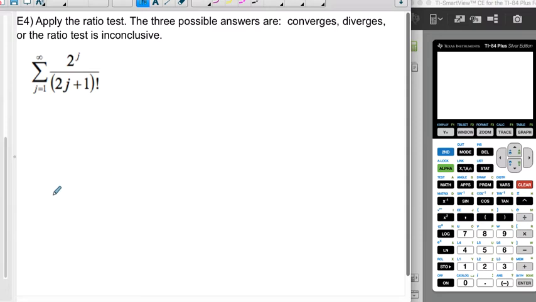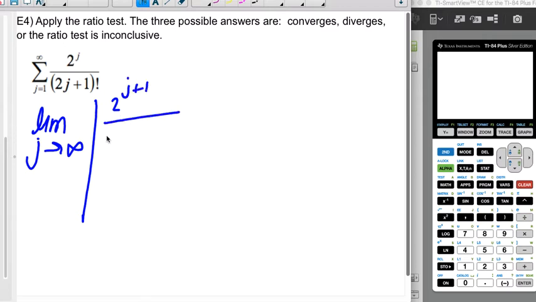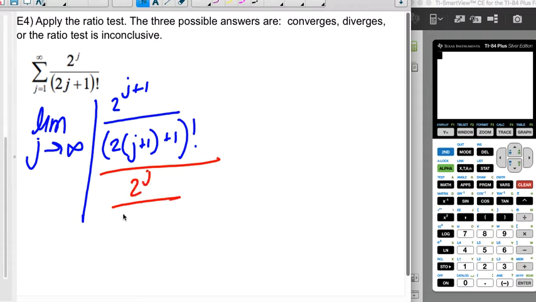All right, so let's go ahead and do an E4, and I think E4 and P4 are our last ones. So I want the limit as j approaches infinity. I want the j plus 1th term. Well, that's going to be 2 to the j plus 1 over, and this is tricky because it's 2 times j plus 1 plus a 1 all inside the factorial. On the bottom, I'm just going to recopy the j term: 2 to the j over the quantity 2j plus 1 factorial. There's a lot to keeping these problems straight. It's a lot of little stuff.